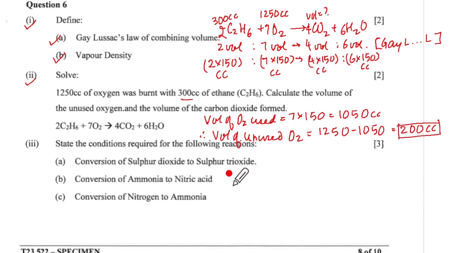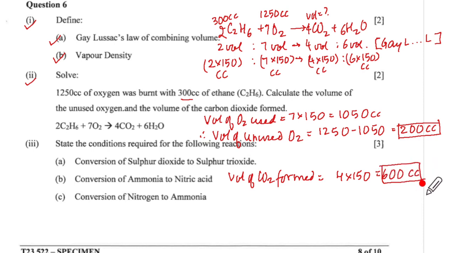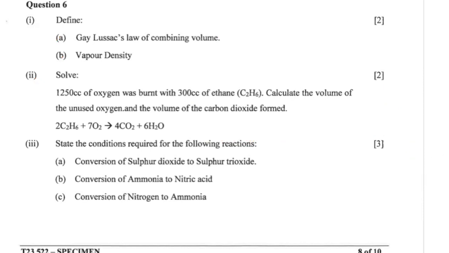Now the volume of CO2 formed is going to be 4 into 150, and that is 600 cc. That is your answer 2. Okay, so this was also for 2 marks here. Let us look at our next question.